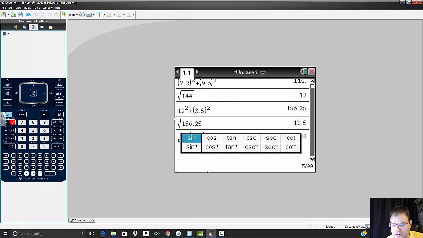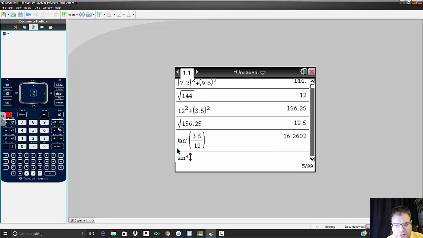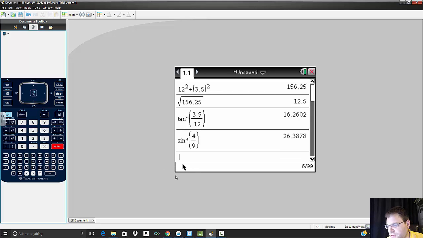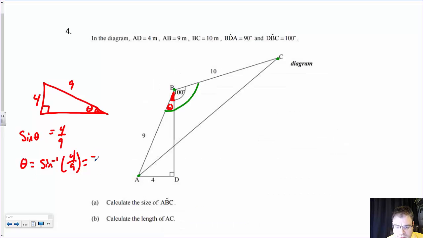So I'll just go over here, trig, do sine inverse, control divide, and then I'll say 4 divided by 9, and then enter. So that's going to be 26.4-ish about. So I'm going to say that's about 26.4 degrees, and that's that angle right there. So if I add 26.4 to the 100 that I already have, this entire angle is 126.4 degrees, which is what I wanted. So that's your answer for the first question.